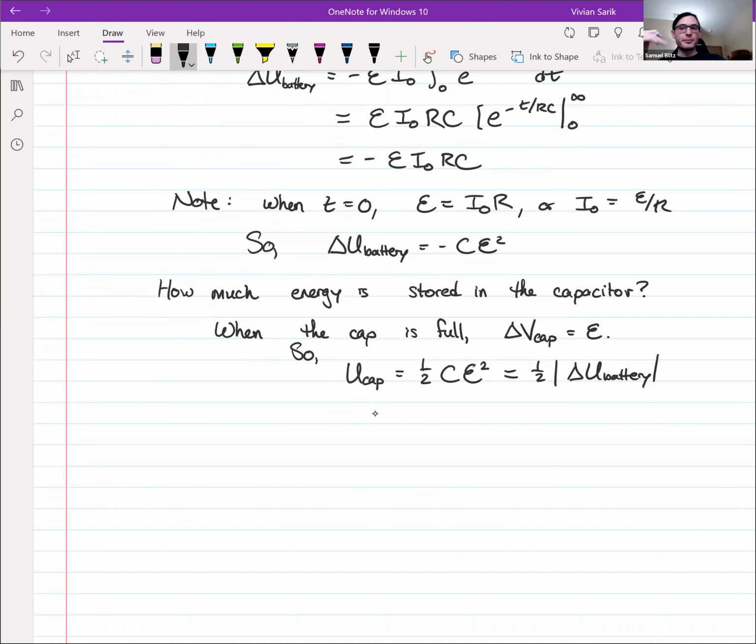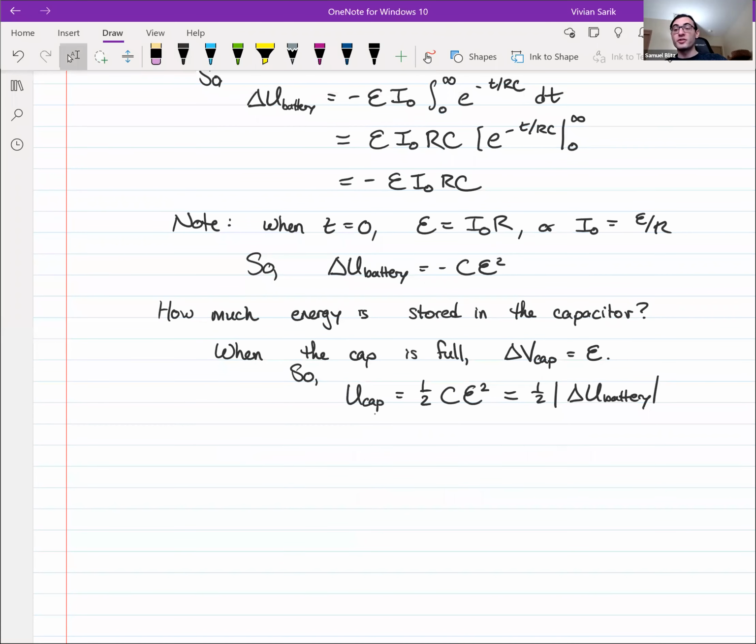Which is just to say, regardless of what your resistance is, what your capacitance is, if you have a simple charging circuit like the one that we've described, exactly half of the energy that comes from the battery is going to be stored in the capacitor. The other half is lost, and there's nothing you can do about that. And it's lost by dissipation in the resistor. So the resistor will heat up a little bit and convert that electrical energy into thermal energy, and you can't really get that back.